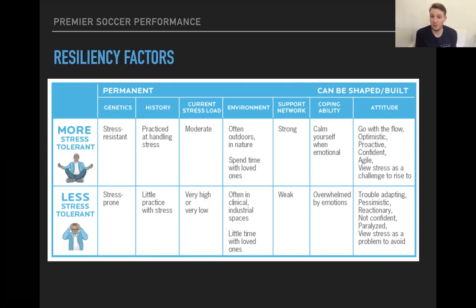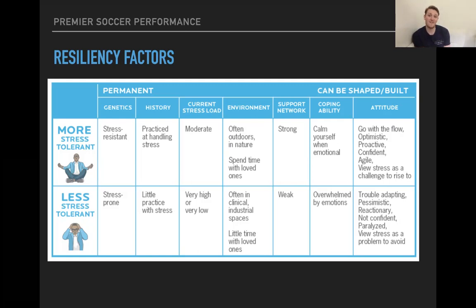They usually have little time for things that they enjoy outside of training, and that includes time with family, right? They have a very weak support system around them. They tend to be very highly anxious and overwhelmed by their emotions. They have trouble adapting. They have a poor mindset. They're pessimistic. They often don't seem confident, right? And they see stress as something to avoid versus something to embrace.